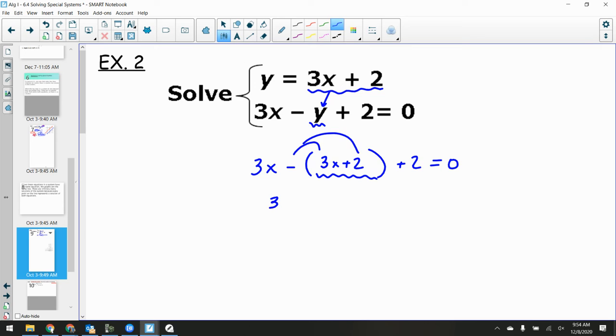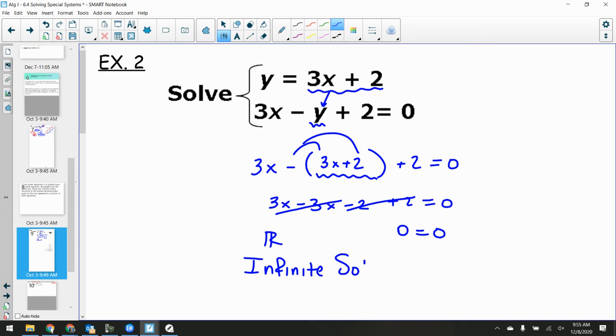Okay. So this is 3x minus 3x minus 2 plus 2. So what do we notice that happens on the left side? Everything cancels. The 3x cancels. The 2 cancels. Those go away. I'm going to end up with a 0 is equal to 0. Is that a true statement? Yeah. So therefore, I know that it's not a no solution, but we would call this an all real numbers. Or if you wanted to write infinite solutions. We could say either all real numbers or infinite solutions.